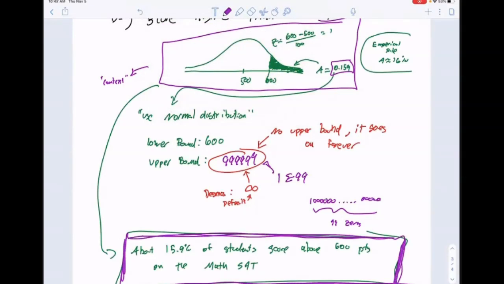Now, of course, if it's multiple choice, you don't have to make the sketch. All you have to do is get to that 0.159. You might see 0.159 or 15.9%. You might see 16% as your option choice. They all work the same.